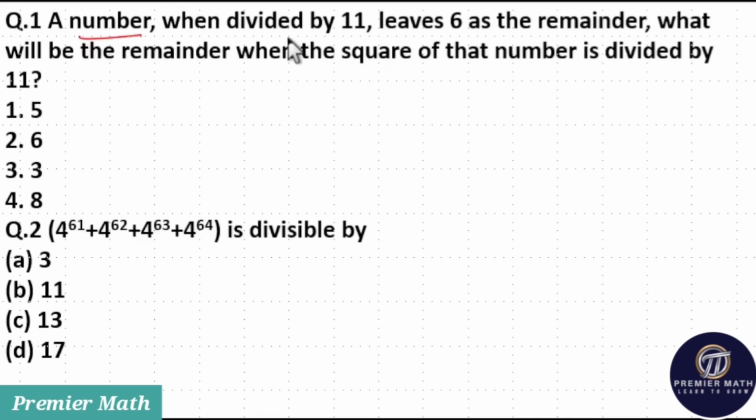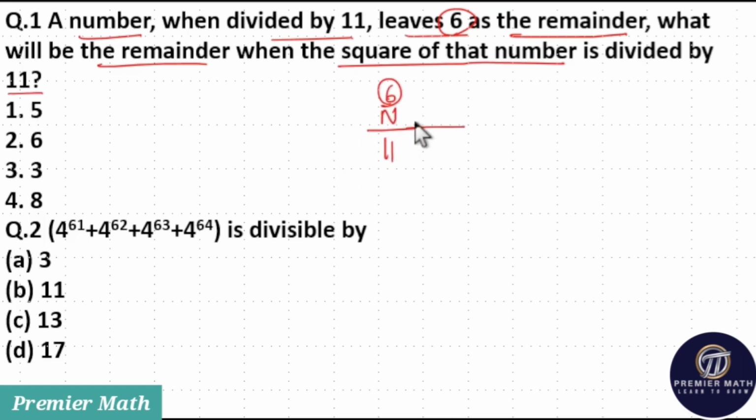A number when divided by 11 leaves 6 as the remainder. What will be the remainder when the square of that number is divided by 11? When a number n is divided by 11, it leaves remainder 6. So square of that number means n square. So n leaves remainder 6 means this other n also leaves remainder 6. So 6 into 6 is 36. So remaining is equal to 36. So if you divide it by 11, 11 goes 3 times in 33. So remainder is 3. So option 3 is your answer.